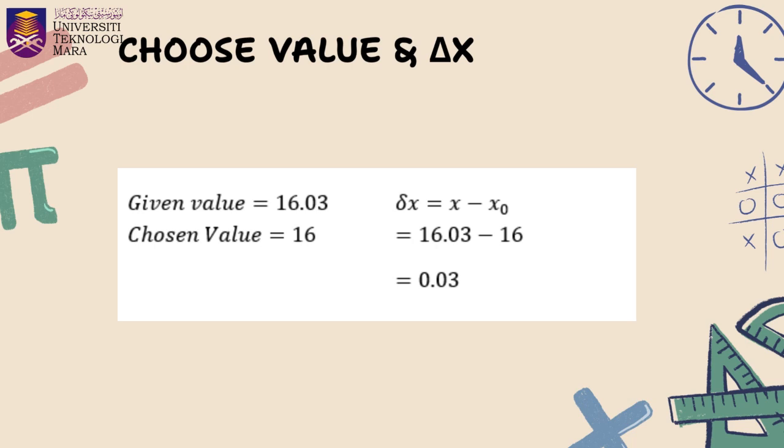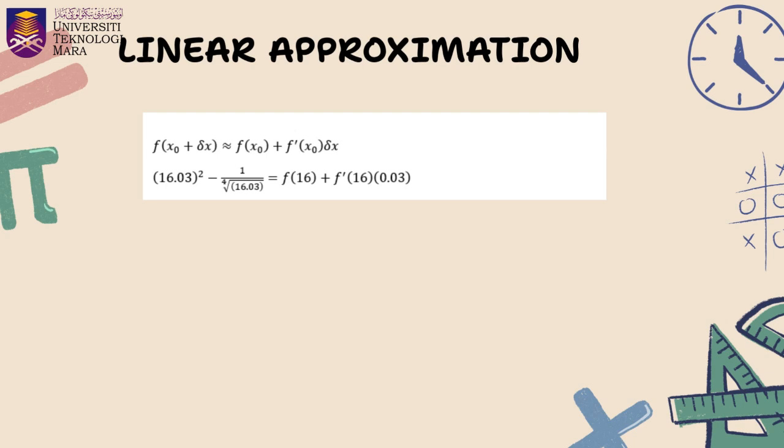Now we need to choose a value and delta x. Since our given value is 16.03, our chosen value will be 16, since 16 is closer to 16.03. To find delta x, we'll do 16.03 minus 16, which gives 0.03. To get the linear approximation, we'll use the linear approximation formula, which is f of x0 plus delta x is approximately equal to f of x0 plus f prime of x0 times delta x.